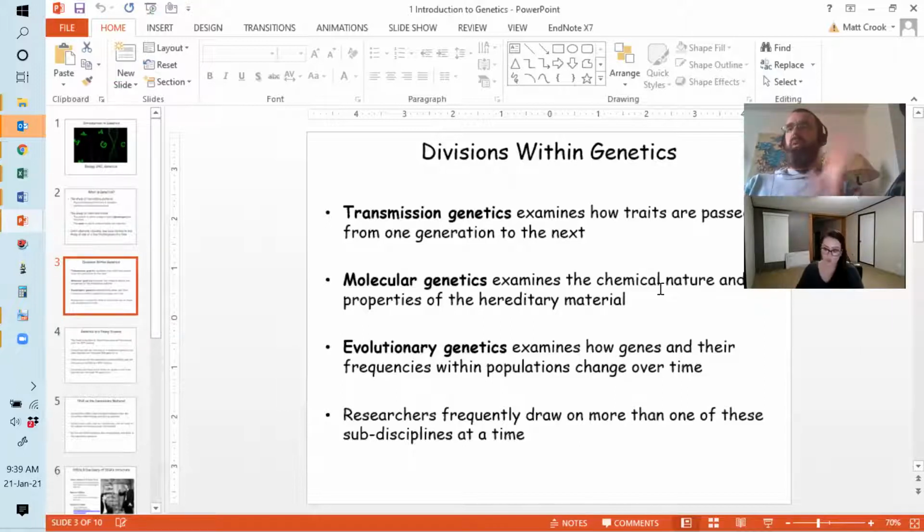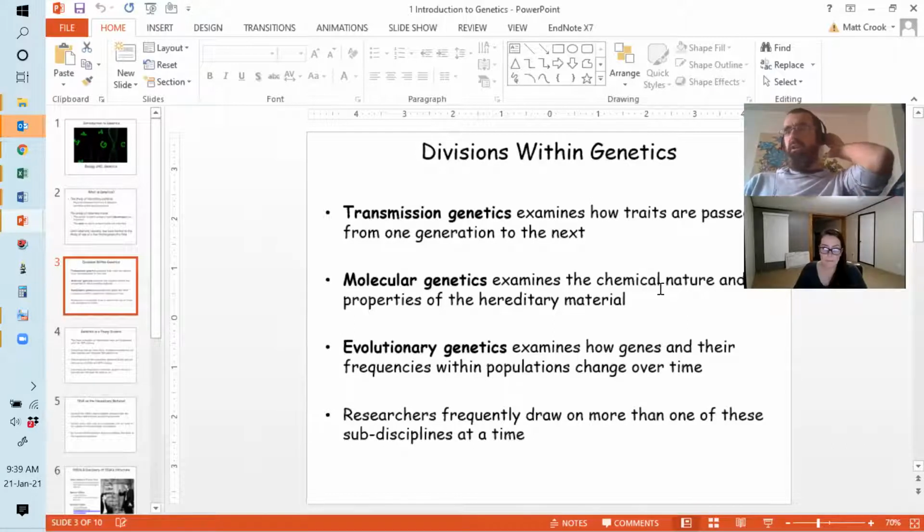So obviously these are all smooshed together in different ways. It's very rare to find someone who's just one thing, or interested in one aspect and not another. For example, my work is almost entirely molecular genetics, but I do a lot of transmission genetics to be able to study those molecular genetics. But I don't do any evolutionary genetics at all. Well, I don't now. I used to. So it depends on the question at hand. What are you asking? That determines how you ask that question.